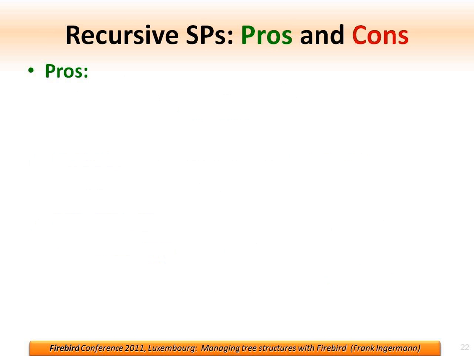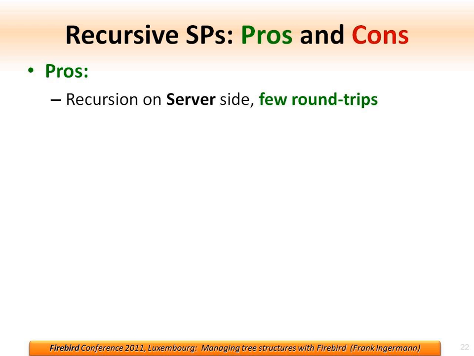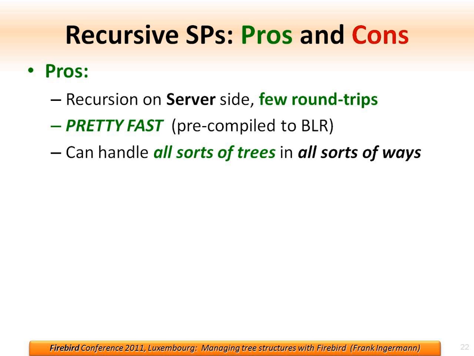So, what are the good things about stored procedures? On the server side, when this recursion is happening, you have pretty few round trips. You just call the procedure once and get all your tree data back. And they are very fast, because they are precompiled. And you have about the same flexibility as with client-side recursion, in that you can do lots of things with stored procedures.